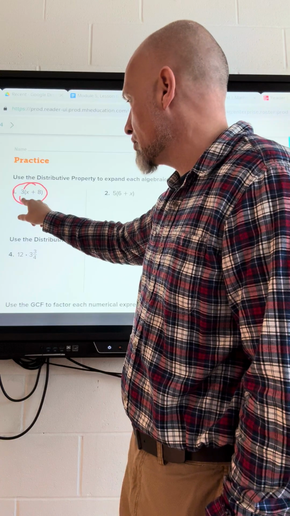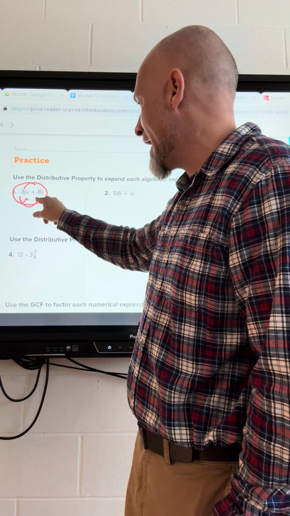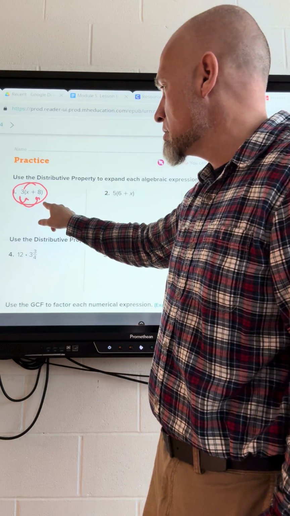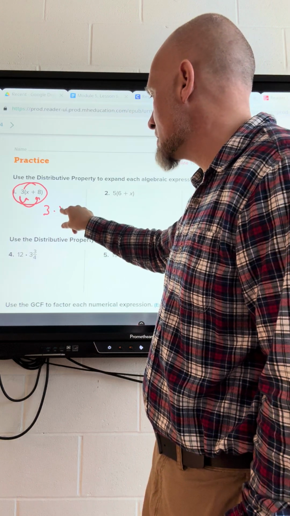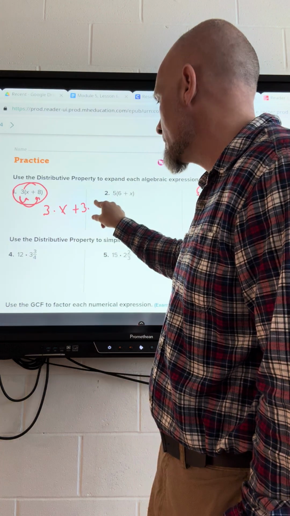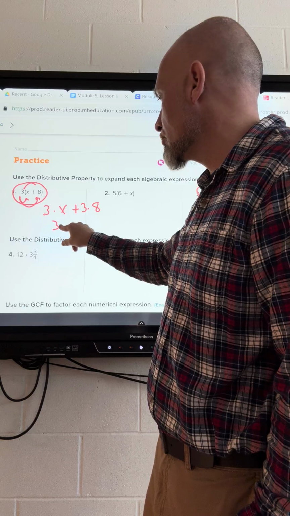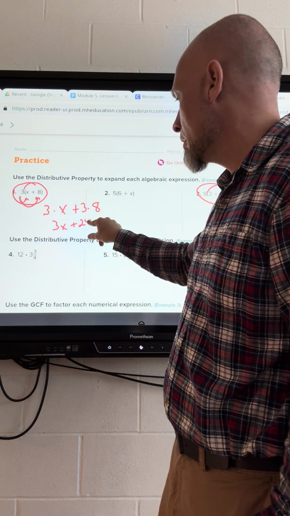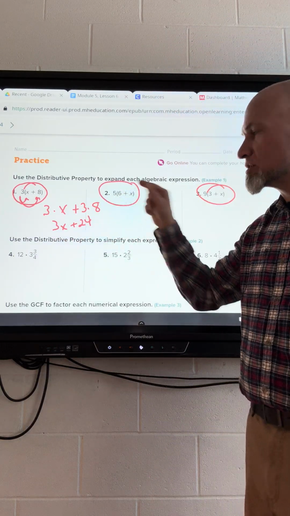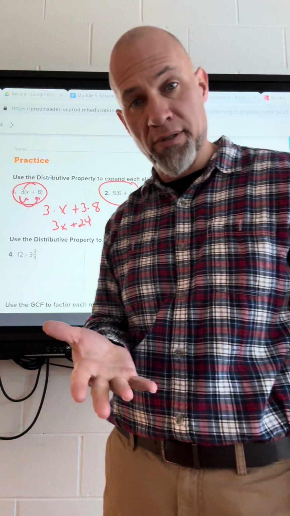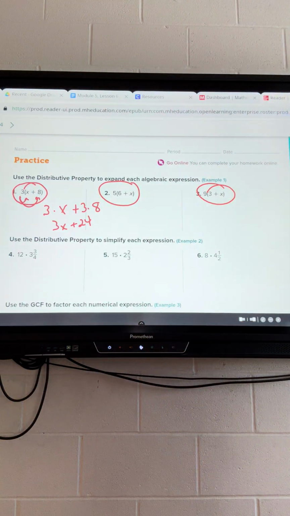You're going to distribute the 3 to both pieces, both addends inside of the parentheses. So it will become 3 times x plus 3 times 8, which would then simplify to 3x plus 24. So that's all you're doing for this one. You're going to distribute that 5 to both pieces inside the parentheses, okay? You're not going to find a value for x.